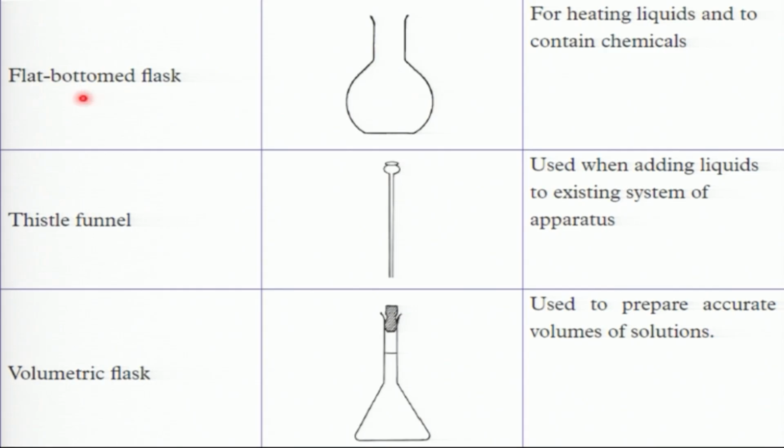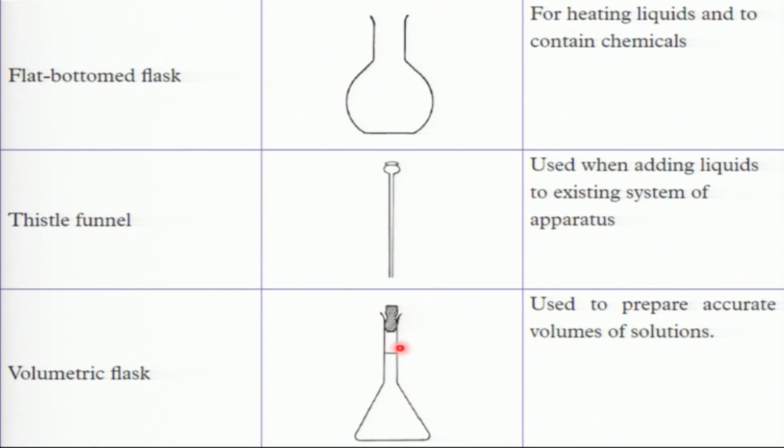So this is another important thing. You have the Thistle funnel. What is the role of the Thistle funnel? The Thistle funnel is used when adding liquid to existing systems of apparatus. So when you want to add liquids, you transfer a small amount of liquid to add to another liquid, you can use a Thistle funnel. All right?